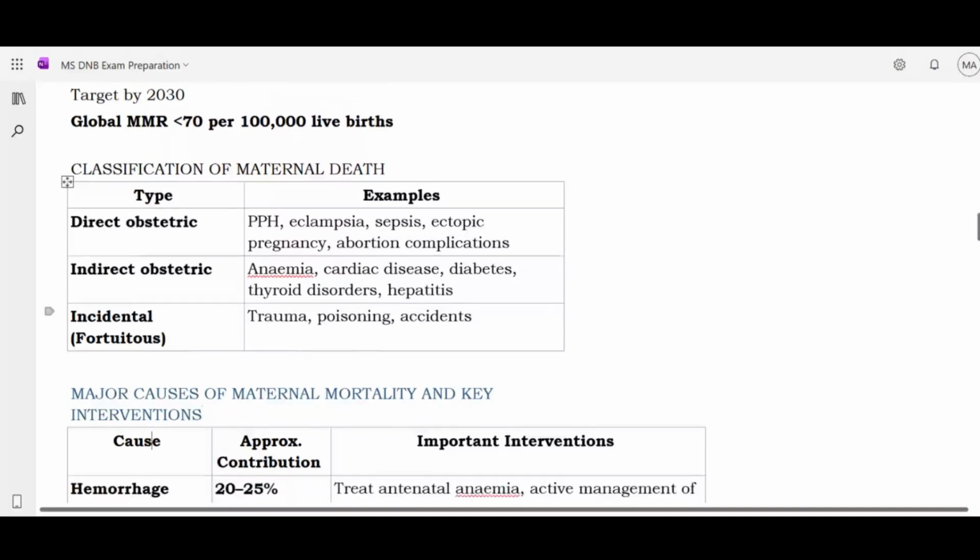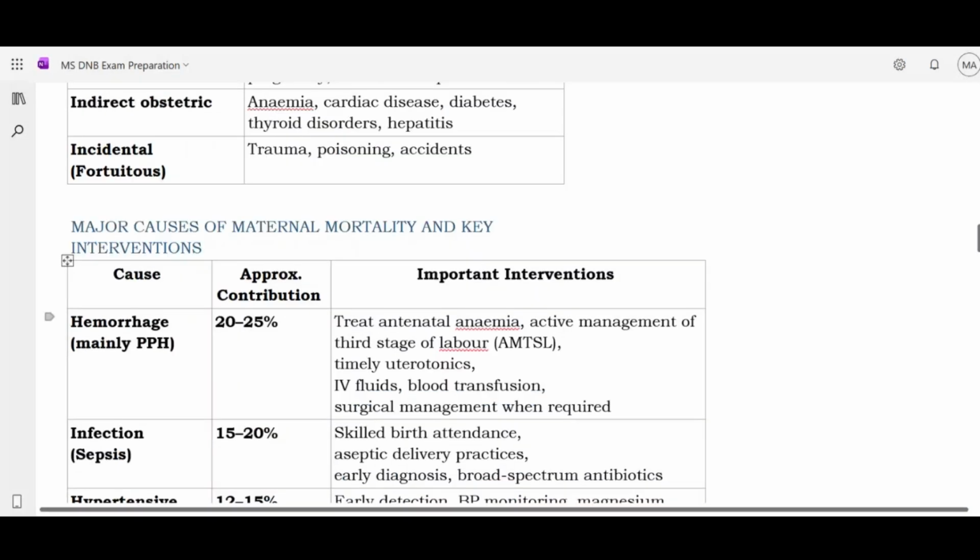Now let's see the major causes of maternal deaths and the key prevention. When you are writing, if you write in this particular manner, that looks better. Hemorrhage is the main cause, with around 20-25% contribution. The important interventions are treatment of anemia, active management of the third stage of labor, timely uterotonics, IV fluid, blood transfusion, and surgical management wherever required. These are the controlling factors for deaths due to hemorrhage.